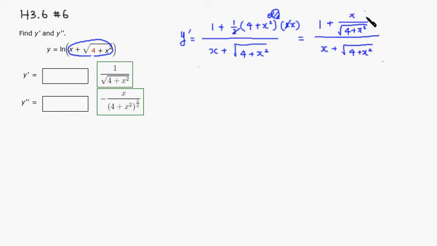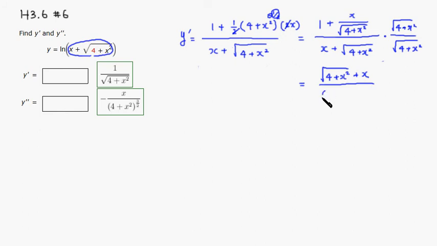Since I don't like to have a fraction inside a big fraction, I'm going to multiply top and bottom by the square root of 4 plus x squared. So you have a square root of 4 plus x squared. Right? So you see that you can simplify this as, let's see, 1 times the square root of 4 plus x squared is the square root of 4 plus x squared. And the square root of 4 plus x squared cancels out. You just have plus x on top and over.